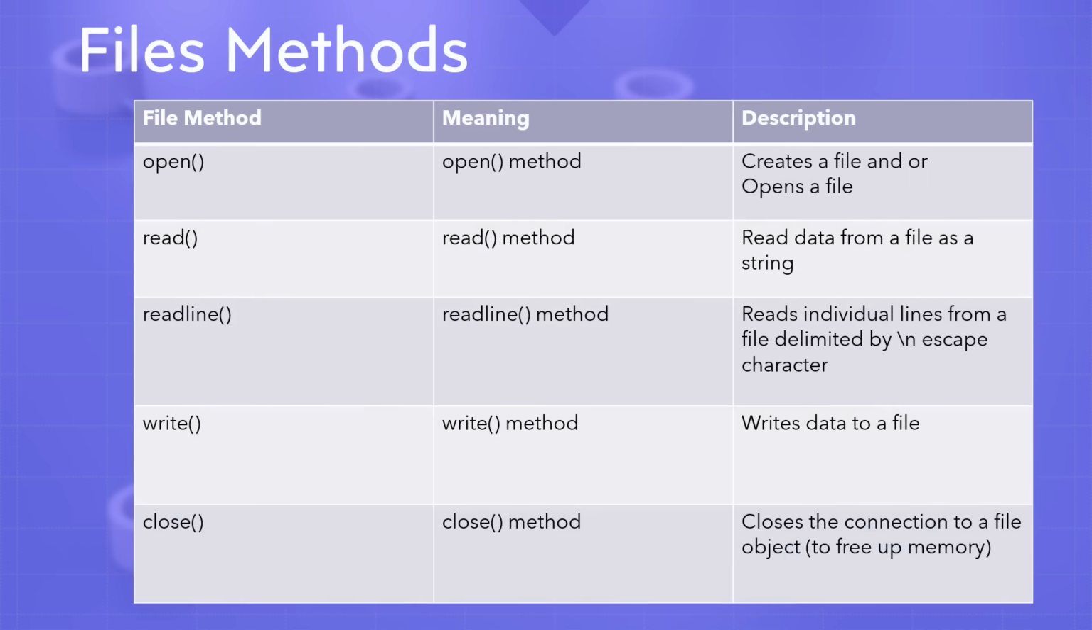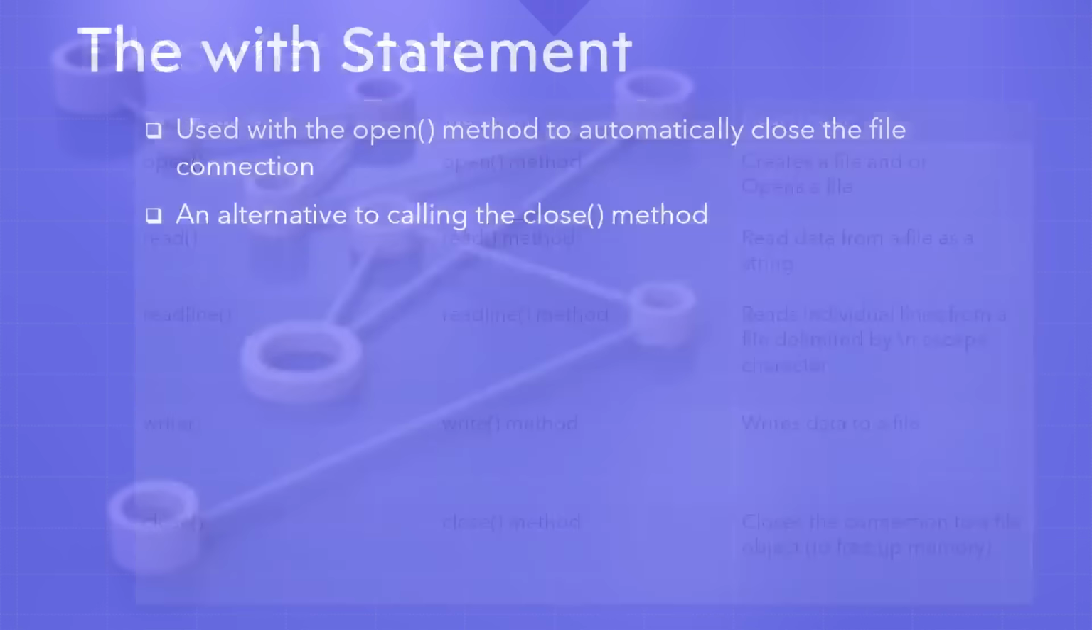Python offers methods for working with files, and they are the open method, read, readline, write, and the close method. The open method creates a file or opens an existing file. The read method reads data from a file as a string. The readline method reads individual lines from a file that is separated by a new line character. The write method writes data to a file, and the close method closes the connection to a file to free up computer memory. The with statement is used in place of the close method to automatically close a file connection.